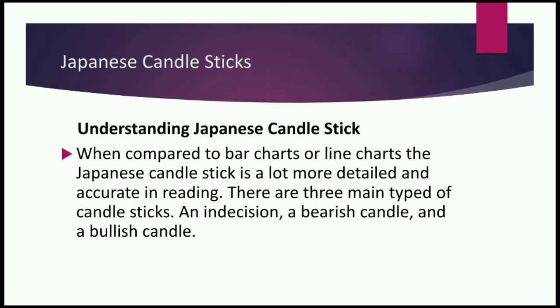Understanding Japanese candlesticks. When compared to bar charts or line charts, the Japanese candlestick is a lot more detailed and accurate in reading. There are three main types of candlesticks: an indecision, bearish, and a bullish candlestick.